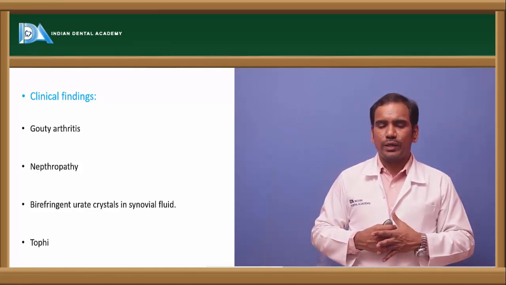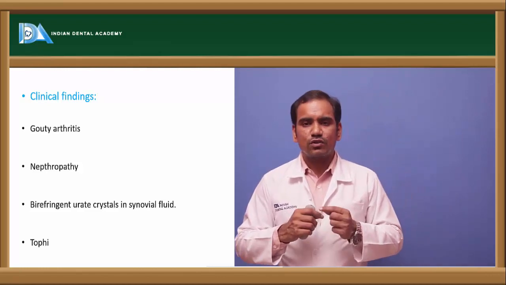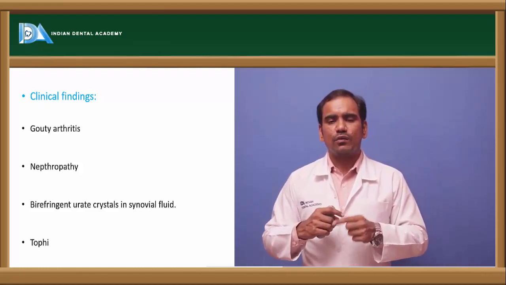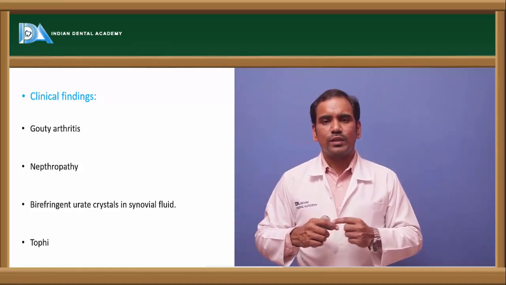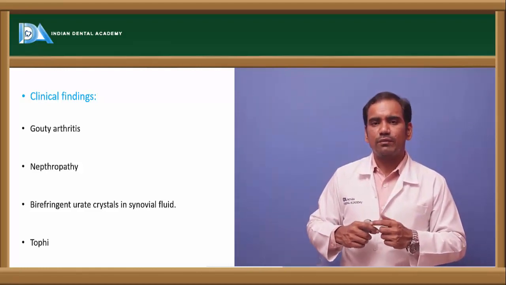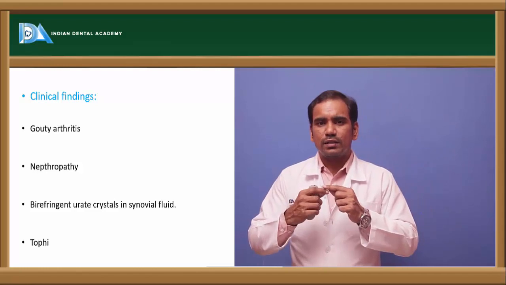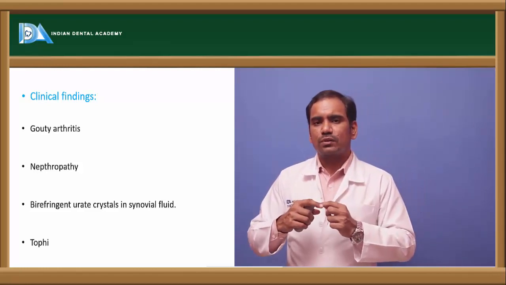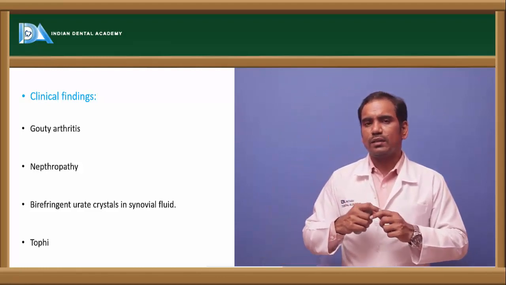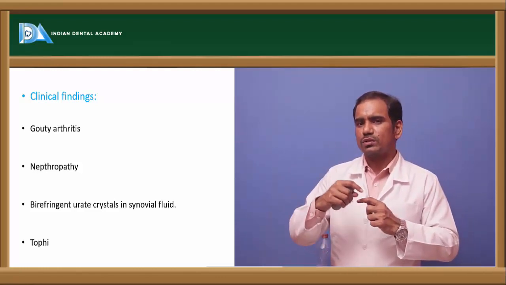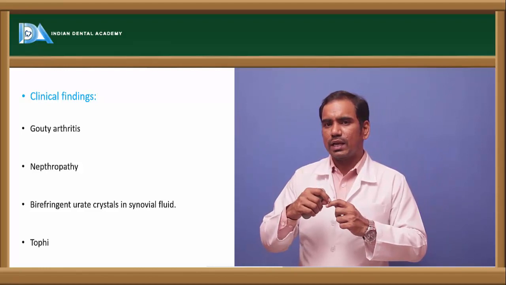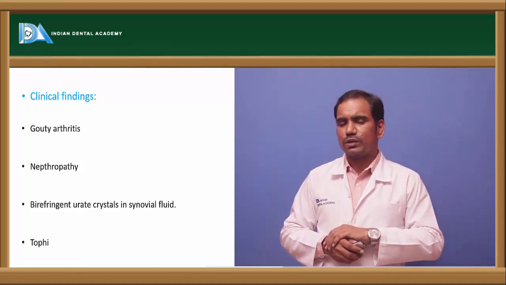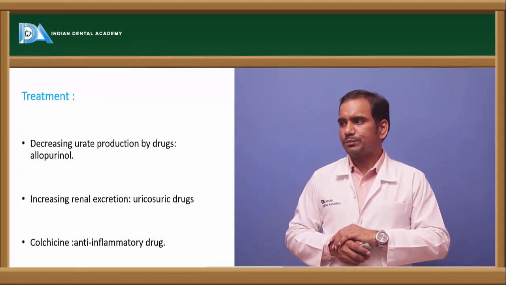And coming to tophi, uric acid gets deposited in the joints, and that leads to swelling of the joints. That condition we call tophi. So tophi is an important characteristic feature of gout, because there is a deposition of uric acid in the joints, which leads to swelling. That swelling of joints because of deposition of uric acid is called tophi. That is one of the most important features of gout.